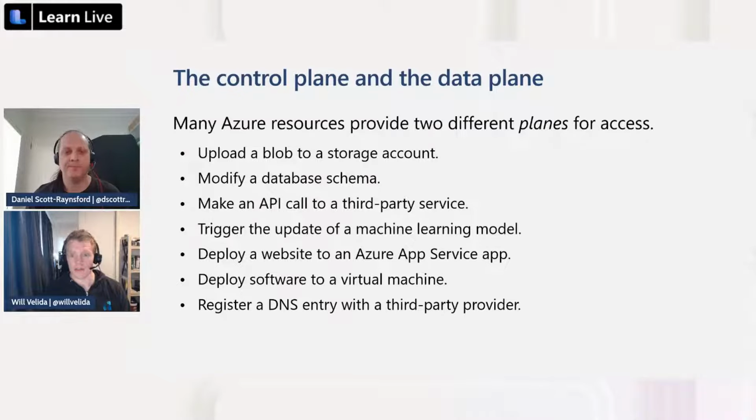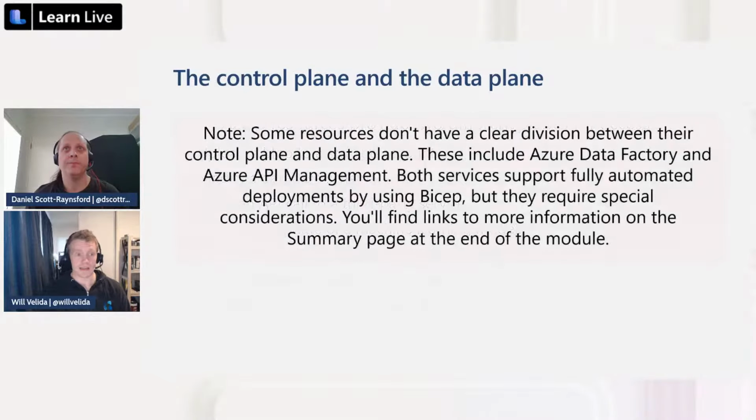Something to note, if you go to the next slide: some resources, and this can be a bit of a pain point for engineers, don't have a clear division between their control plane and their data plane. Good examples of this are Azure Data Factory and Azure API Management. Both services support fully automated deployments using Bicep, but there are some special considerations for each. We have links to more information about these at the end of the module, which we'll share with you. It's just something to consider, that there are nuances between different services depending on how you're deploying them.